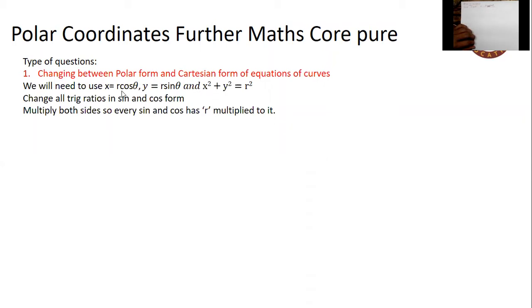So x is r cos theta, where r is the distance between the pole and the point, and y equals r sin theta, and x squared plus y squared equals r squared. So what we should do is change all the trig ratios into sine and cos form, and then multiply both sides so that every sine and cos term has an r multiplied to it. I'm going to show you how that works here.